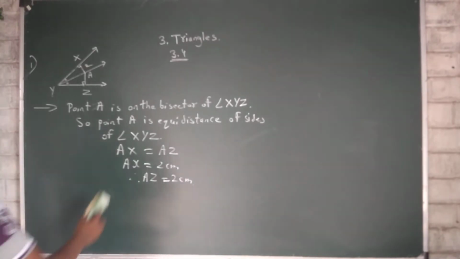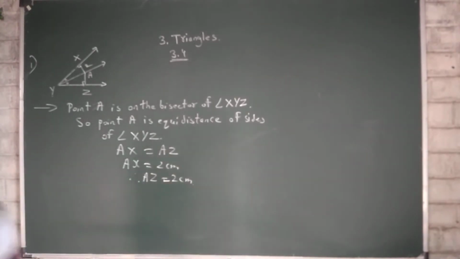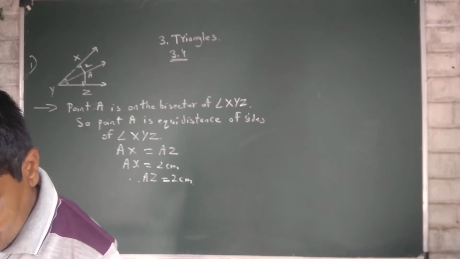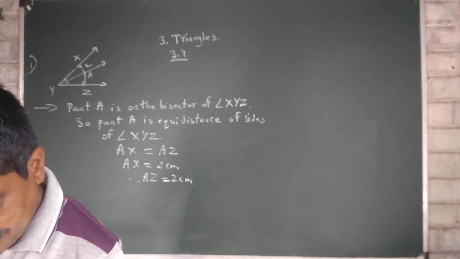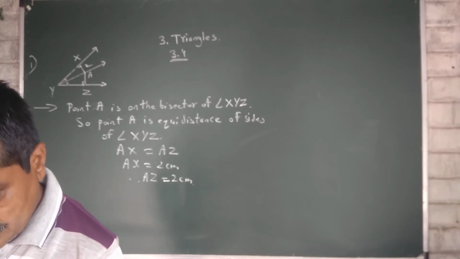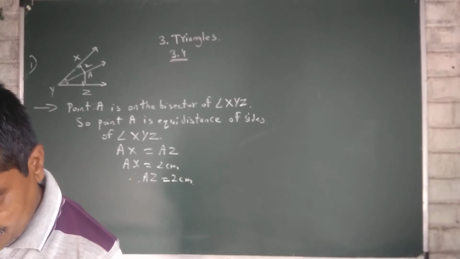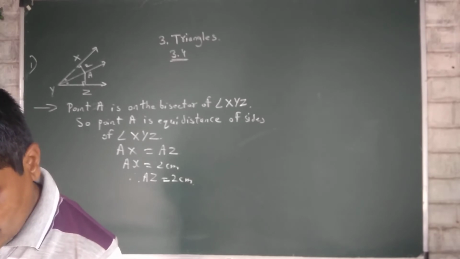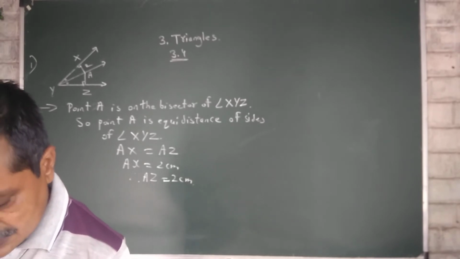Now second example we will see. Angle RST is 56 degrees, PT is perpendicular to ST, PR is perpendicular to SR, segment PR is congruent to segment PT. Find the measure of angle RSP.